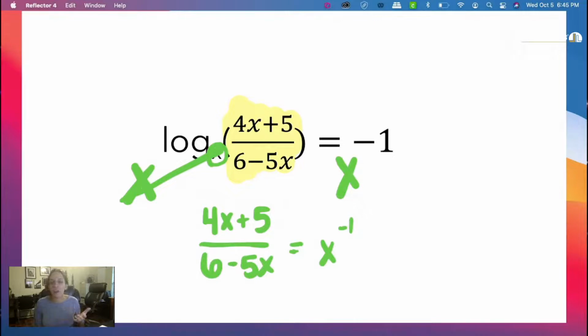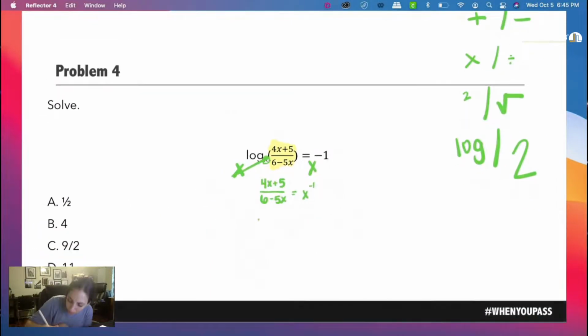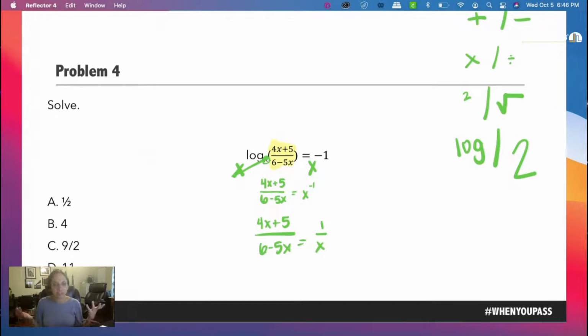Now, what do I know about a negative exponent? A negative exponent just means I can put it on the bottom of a fraction and it becomes a positive exponent, or vice versa. If it's a negative exponent on the bottom and I move it to the top, it becomes a positive. So this can become (4x plus 5) divided by (6 minus 5x) equals 1 over x. What can I do now? Cross multiply. Very simple. If I cross multiply, I can solve.